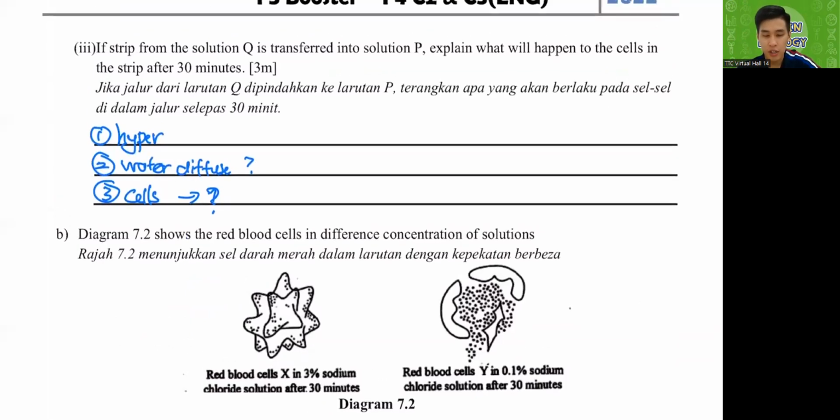Okay, hypertonic towards the cells in the potato strip, water diffuses out, cell undergoes plasmolysis. So shrink, plasmolysis.